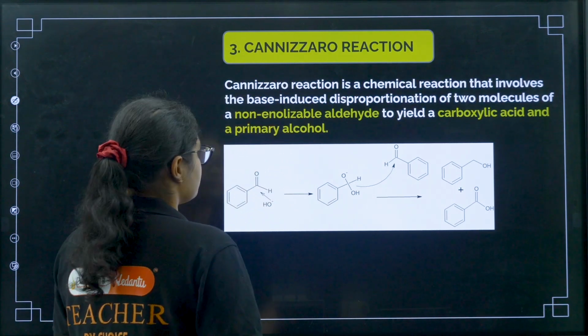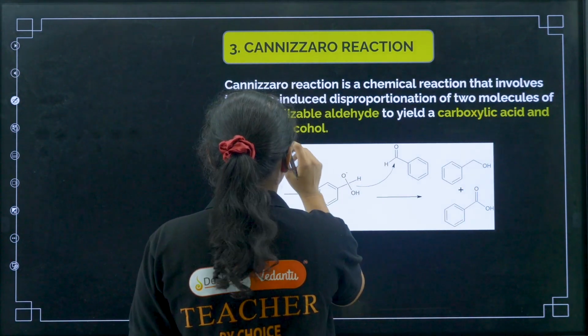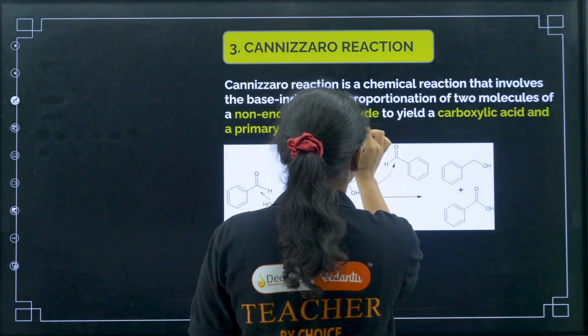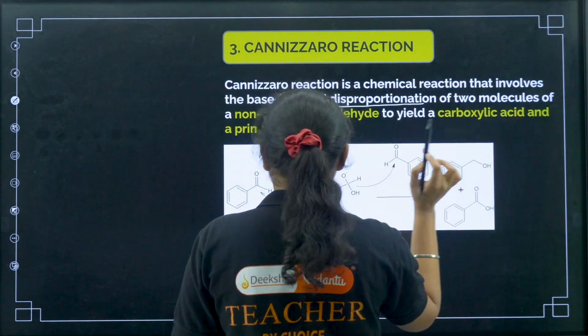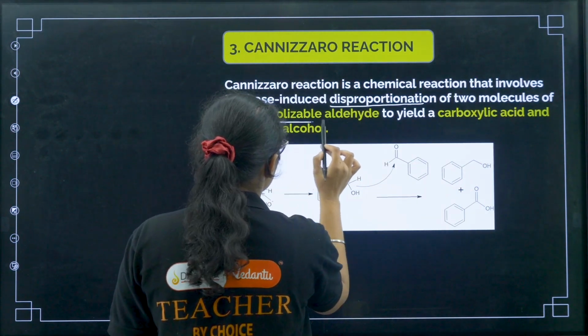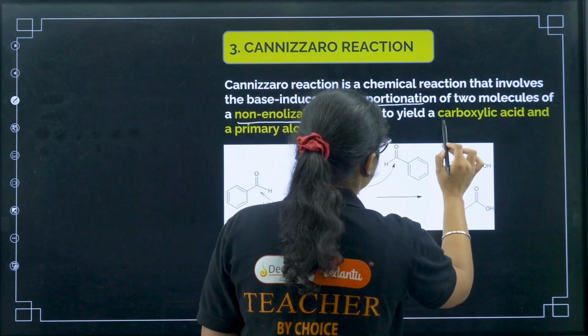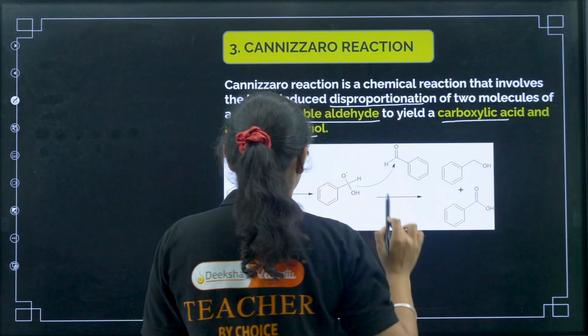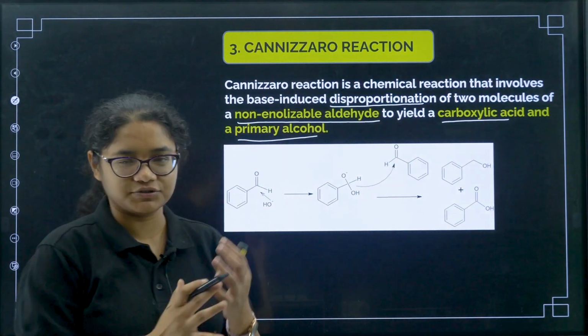Now the Cannizzaro reaction is a chemical reaction that involves the base-induced disproportionation reaction of 2 molecules of a non-enolizable aldehyde to yield a carboxylic acid and a primary alcohol. Ma'am, this definition is so confusing.